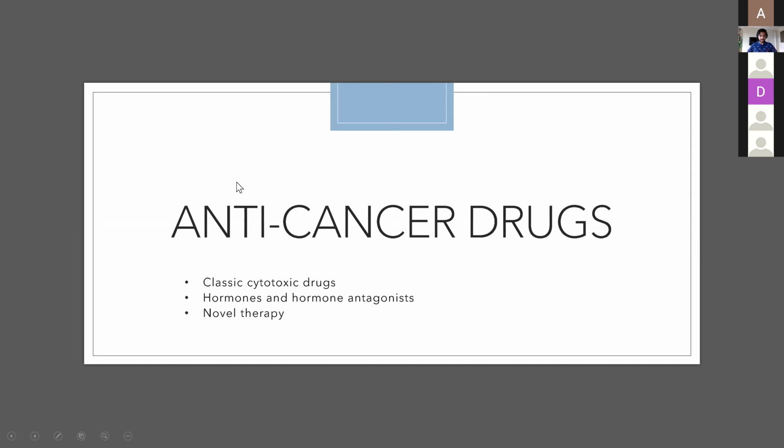Essentially, there are three main categories of anti-cancer drugs that we have to get through. Classic cytotoxic, there are 4 drugs for this. Hormones and hormone antagonists, there are 2 drugs for this. And novel therapy, which there is 1.